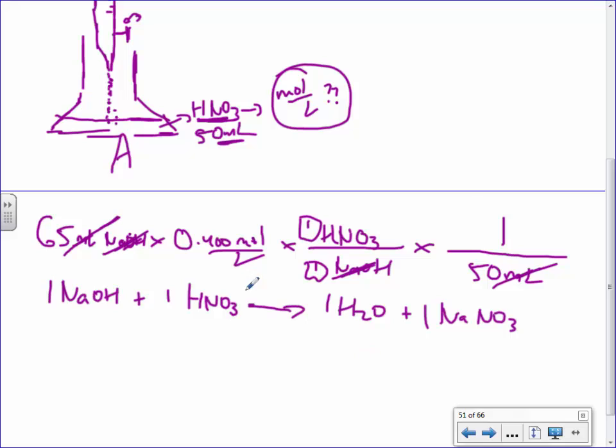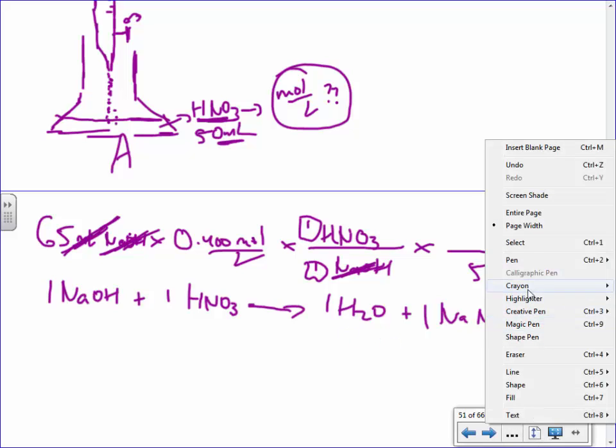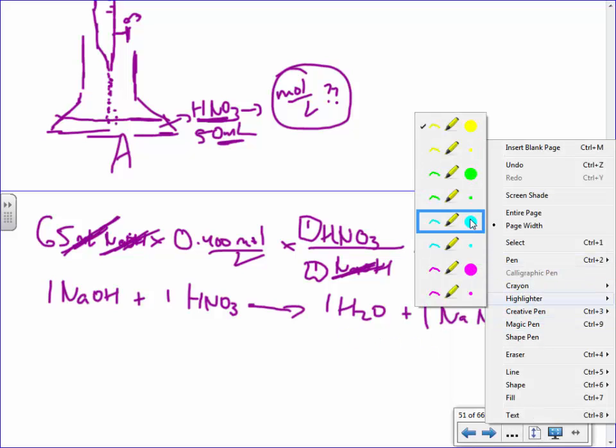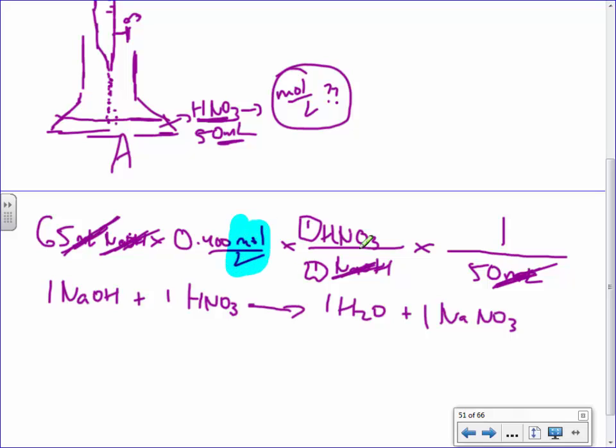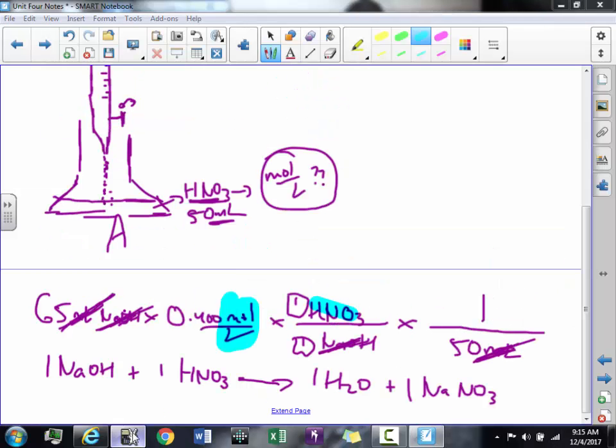If you can follow along with what I did here, I started with an amount of base and a concentration of that base. Then I canceled out the base and converted it to acid. And then I like to do 1 divided by 50 milliliters because this is the constant, the amount of acid we used. Then this milliliters cancels this milliliters, and the only things left that I haven't canceled are moles per liter and the nitric acid, which is my whole goal. I wanted to find the concentration of nitric acid. So I just need my calculator now.